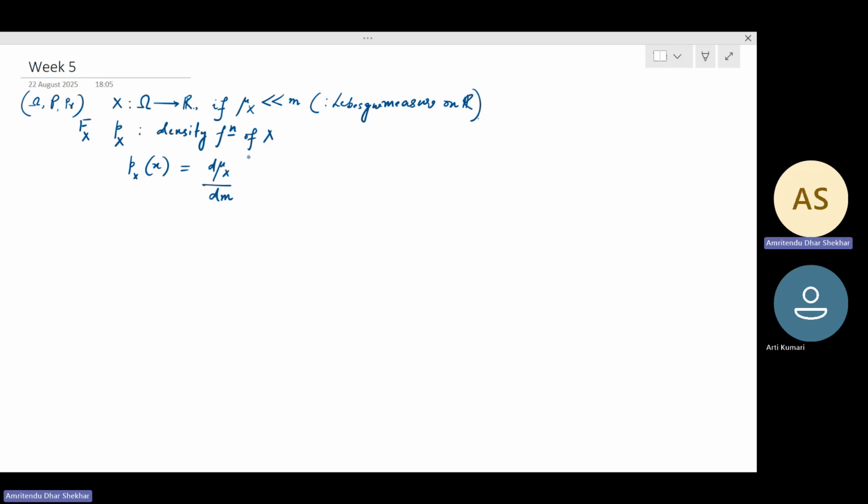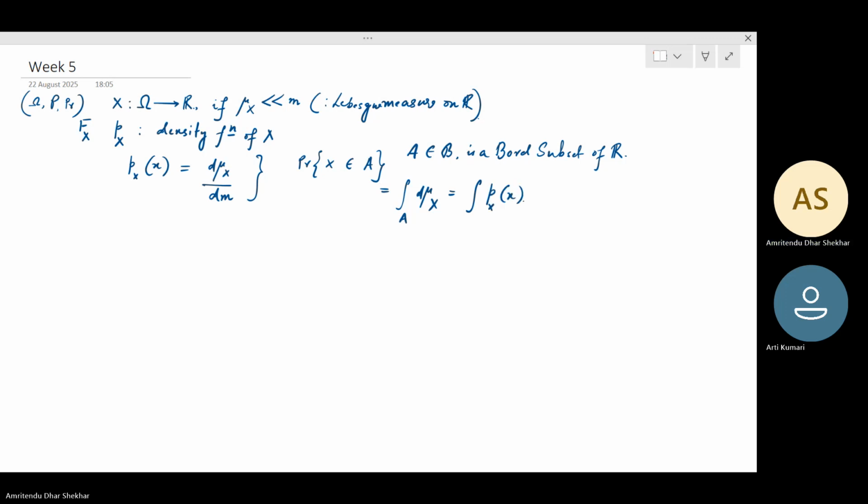Well, what this simply means is that the probability of x lying in any A, where A is some measurable subset of R, is just equal to the integral over A d mu x, but this is just equal to the integral of the probability density function, and then you just have the standard Lebesgue measure on R.